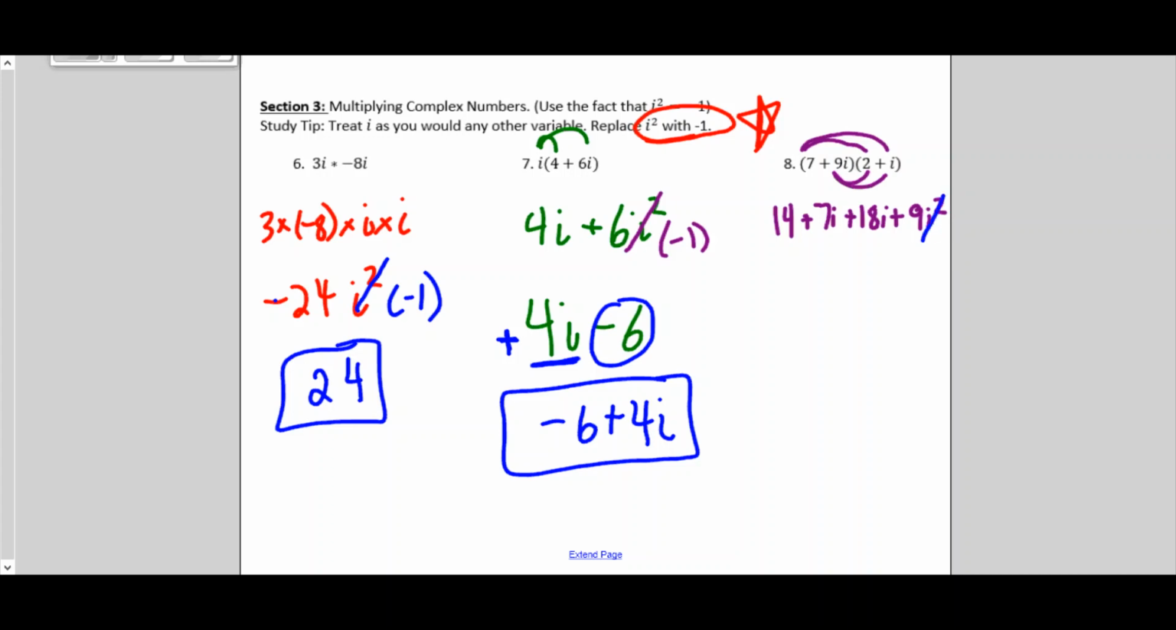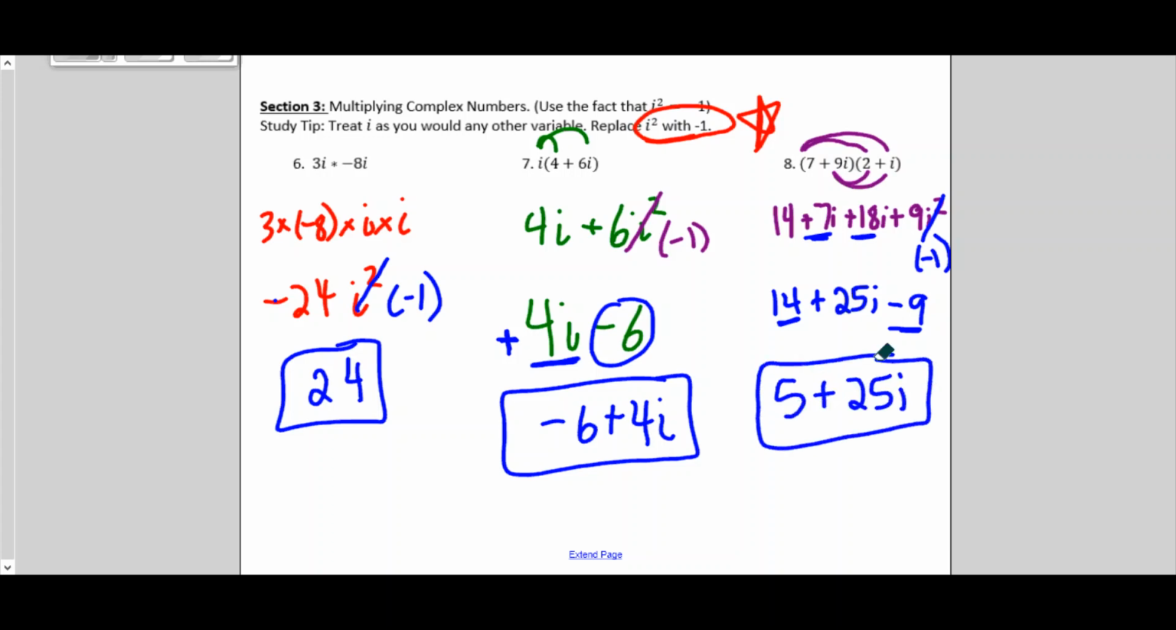Whenever there's an i squared, replace it with negative 1. That's your first thing to do. Now I have 14. We can combine 7i plus 18i, because those both have an i, so that's 25i. And then 9 times negative 1 is negative 9. So now we'll just combine like terms one more time. So 14 minus 9 gets you 5. So this would be 5 plus 25i, like that. So that's your answer for the last one.